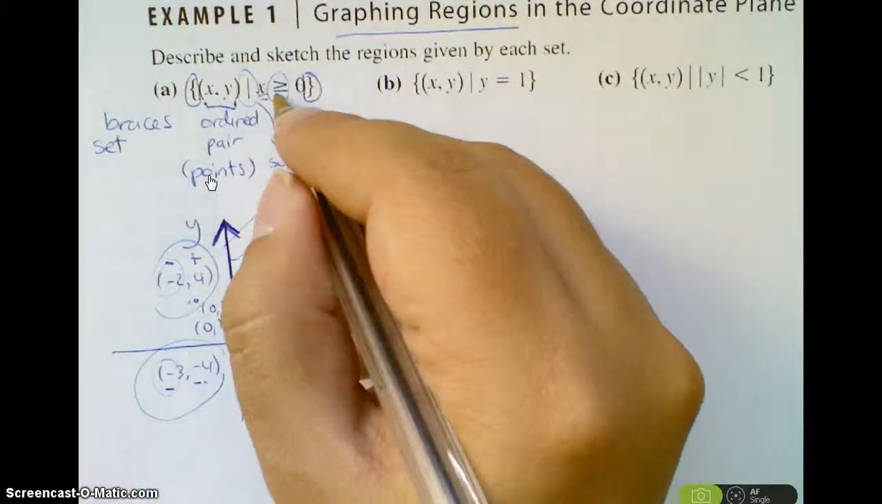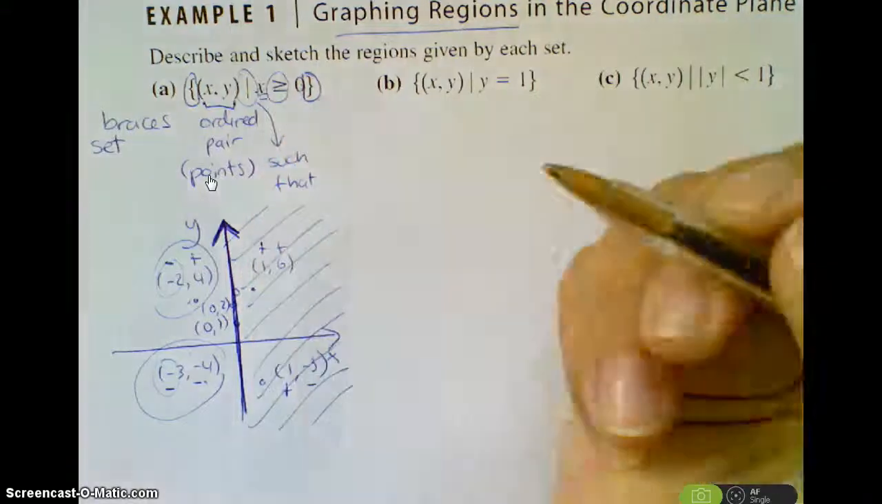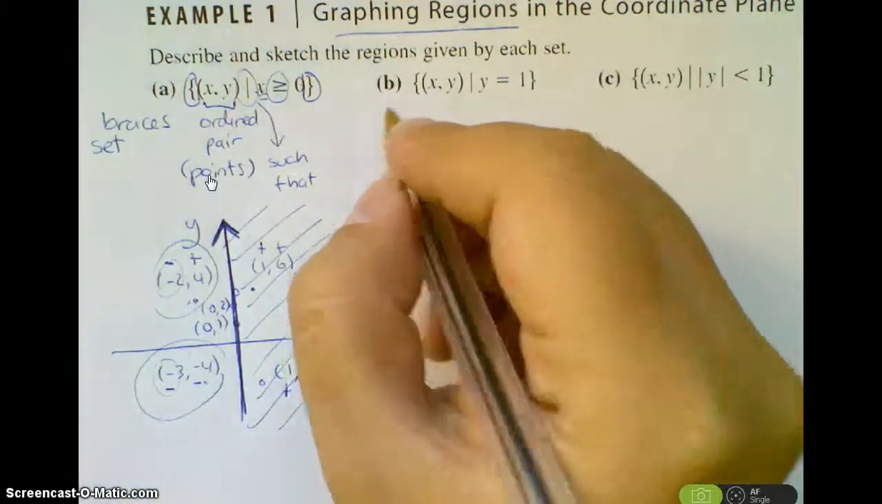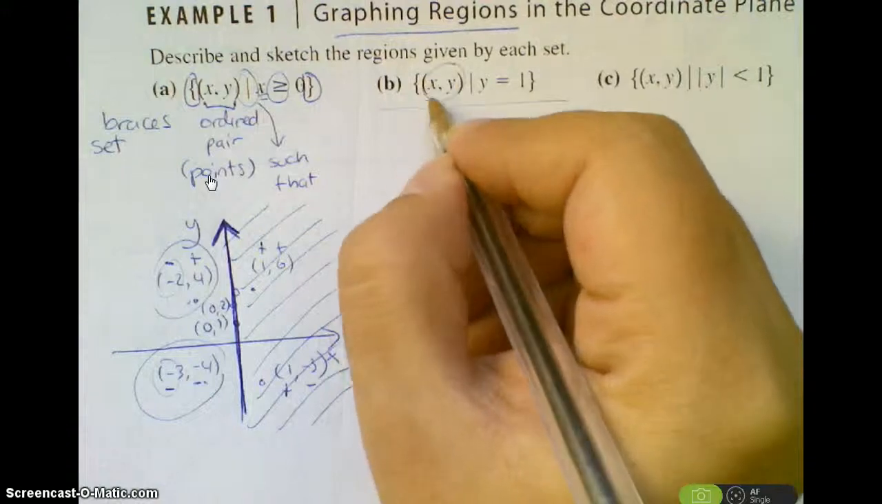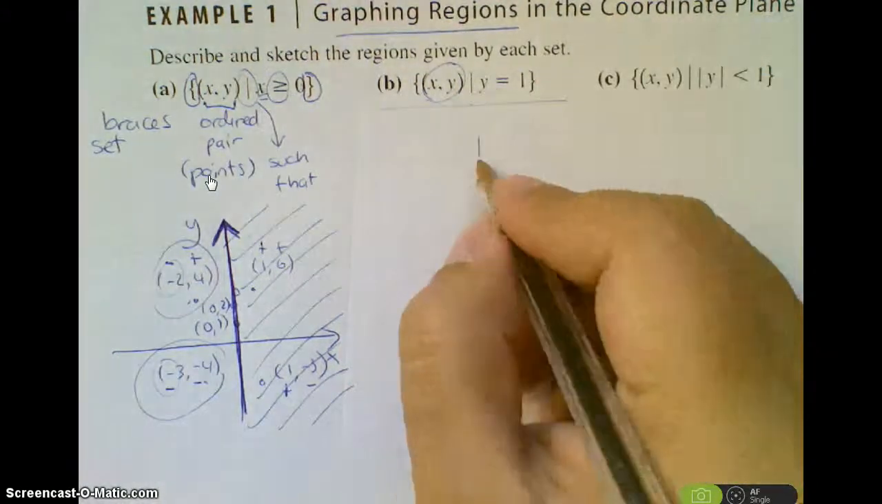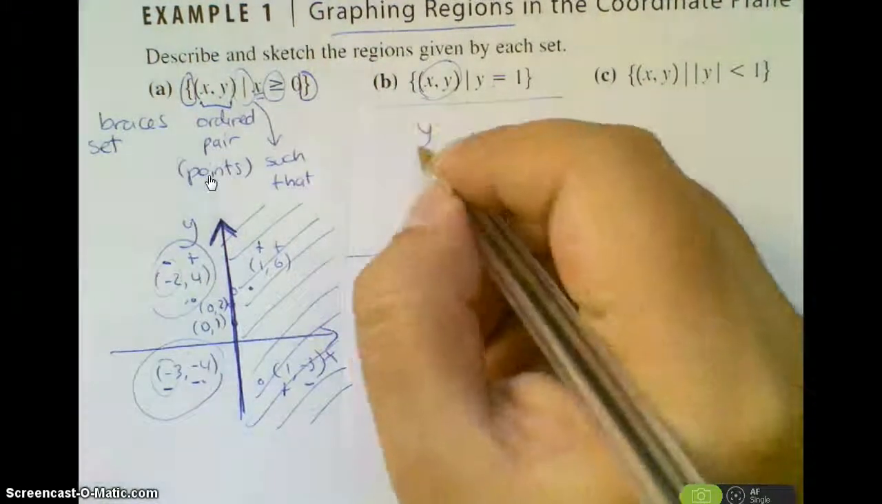And since x equals 0 is admissible here, because this is read as greater than or equal to 0, that's why I'm shading the y-axis as well. For part B, I want to shade all the points such that y equals 1. So on my coordinate plane, I'm going to shade all the points for which y is 1.